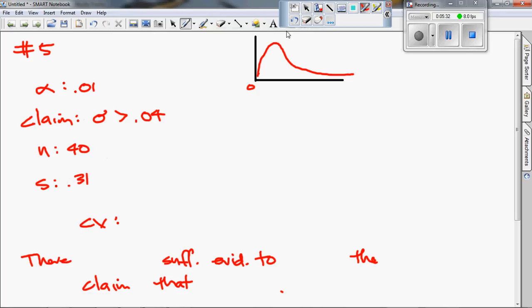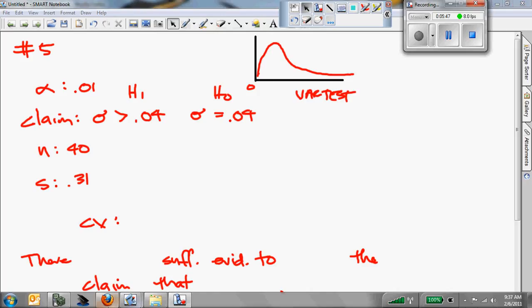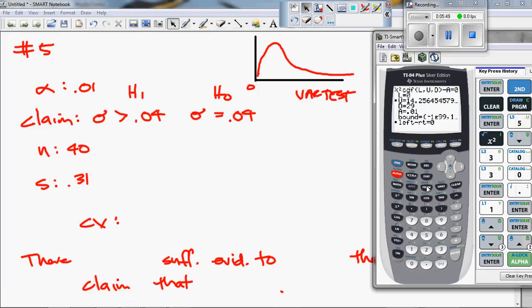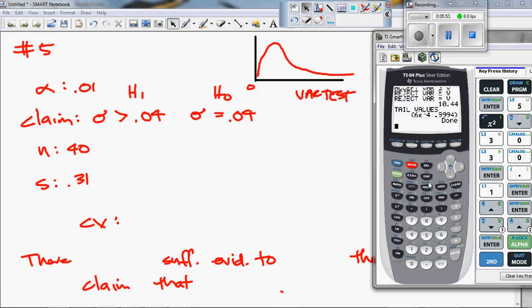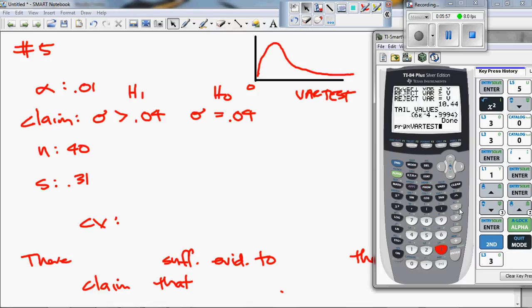Alright, so the opposite of our claim is sigma equals 0.04. This is our null hypothesis, and our claim is the alternative hypothesis. So we're going to use the VarTest again. So we hit program. We're going to use the VarTest program.